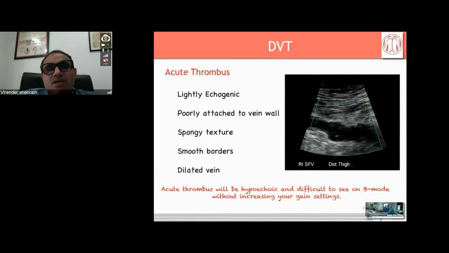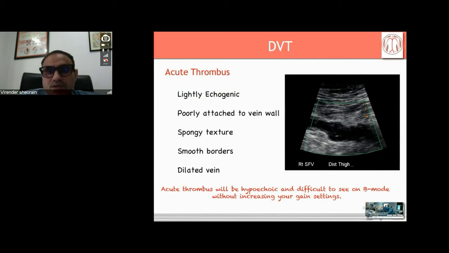So here you can see acute thrombus in the right superficial femoral vein, distal thigh region. It's a jet black distended vein. This is a typical feature of a patient coming within a day or within 2-3 days. Within 14 days by convention it's called acute. Spongy texture when you compress. Sometimes when it is very acute, the patient comes within hours or the same day, you may miss it very easily because it is so soft and compressible.